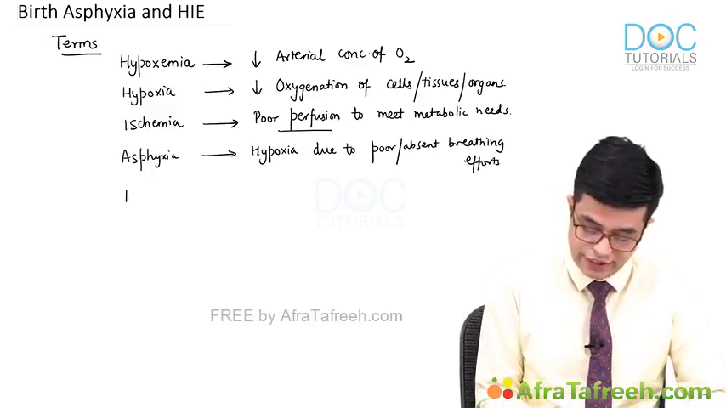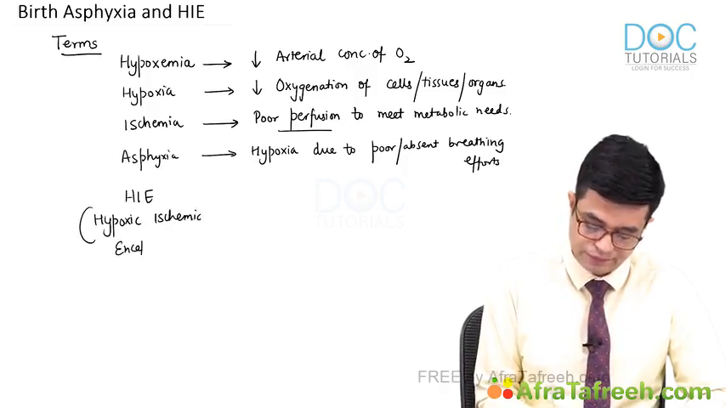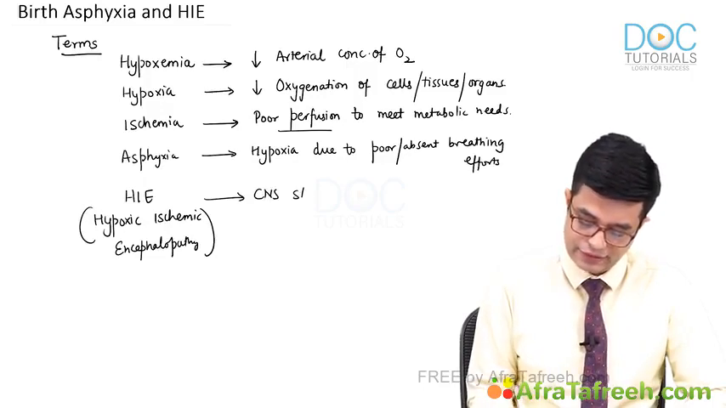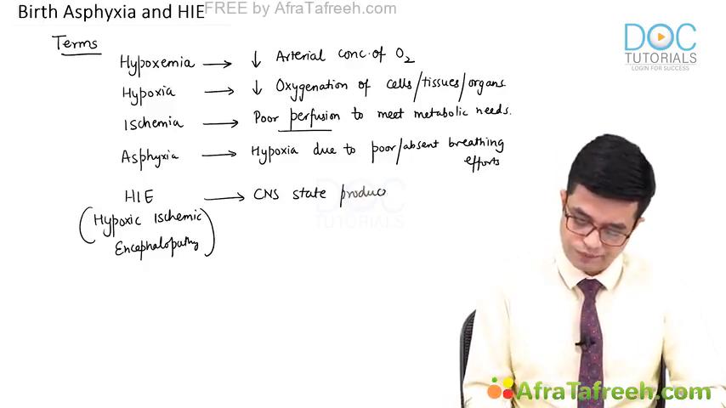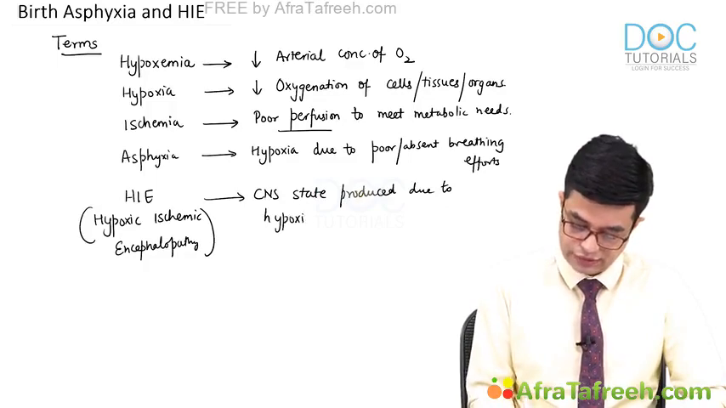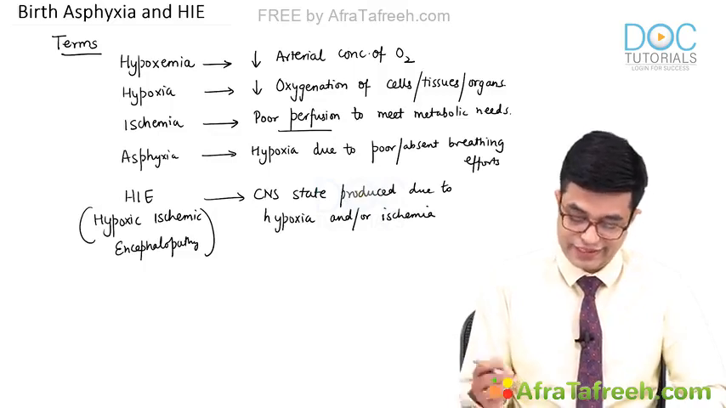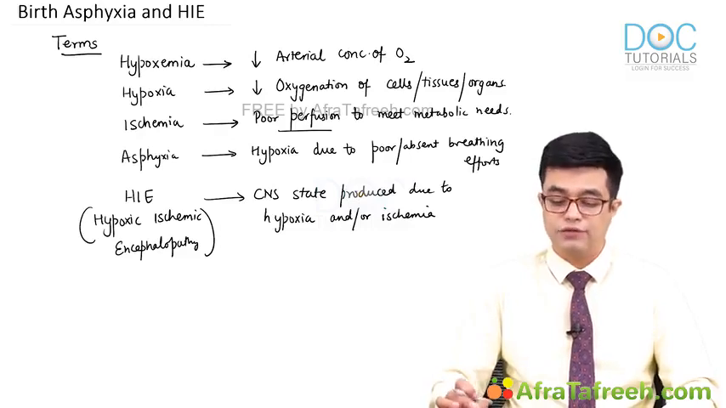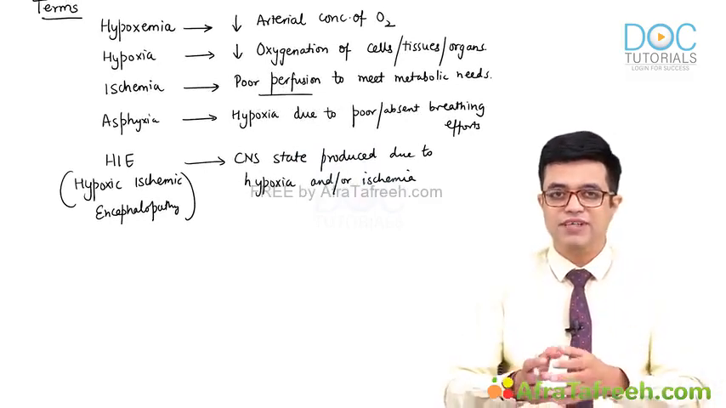And finally we have HIE. HIE stands for hypoxic ischemic encephalopathy. So it is a CNS state, an altered sensorium state, a mental state, which is produced due to hypoxia and or ischemia. So the clinical CNS state produced because of hypoxia or ischemia is called hypoxic ischemic encephalopathy.